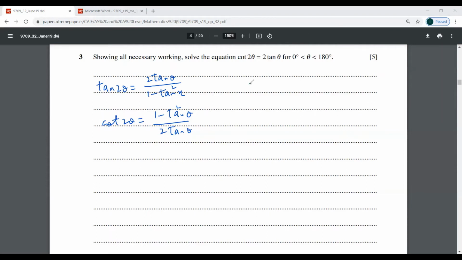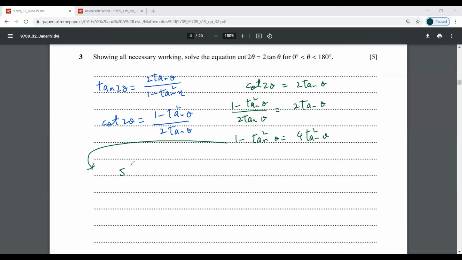So this equation becomes, I'm starting from here, cotangent 2 theta equals 2 tan theta. So this is 1 minus tan squared theta over 2 tan theta, that is equal to 2 tan theta. Okay, so 1 minus tan squared theta is going to be 4 tan squared theta. So this is going to be 5 tan squared theta is equal to 1. Tan squared theta is 1 over 5, and your tan theta is plus minus 1 over under root 5. Never forget to write this plus minus whenever you apply the square root yourself.